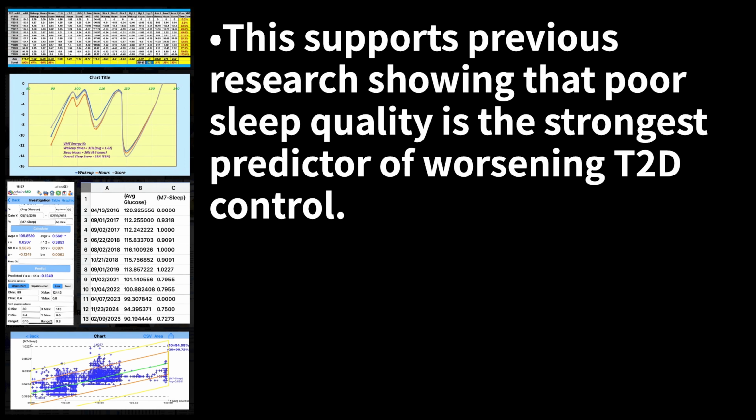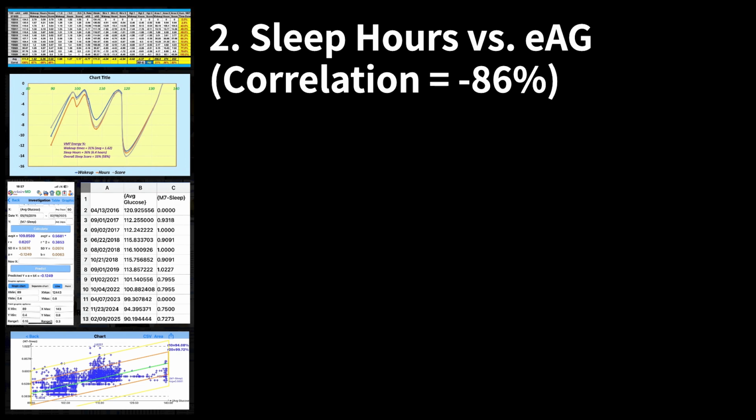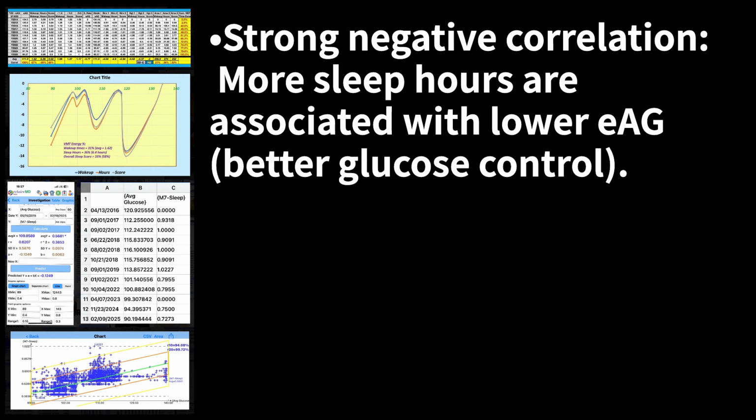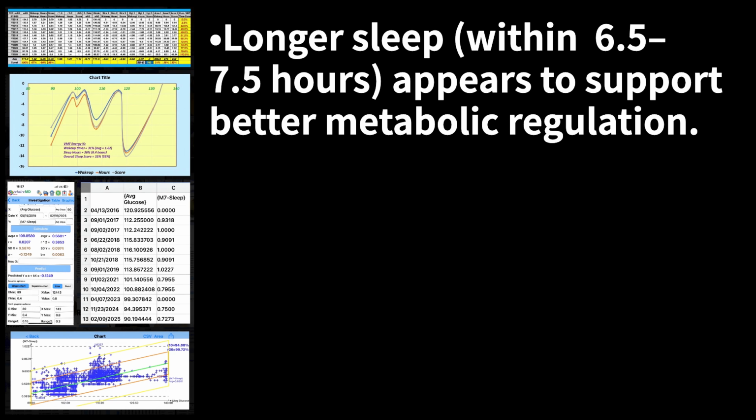This supports previous research showing that poor sleep quality is the strongest predictor of worsening T2D control. Impact: among the 3 sleep factors, overall sleep quality score has the strongest correlation with glucose control. 2. Sleep hours versus EAG correlation equals -86%. Strong negative correlation. More sleep hours are associated with lower EAG, better glucose control. Meaning, short sleep duration, less than 6 hours, increases insulin resistance, stress hormones, and glucose variability, leading to higher EAG. Longer sleep, from 6.5 to 7.5 hours, appears to support better metabolic regulation.